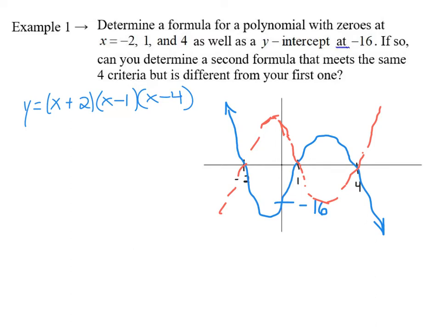Well, hopefully you're remembering something about what we did back in chapter 3. There's one more component of this factored form that we're missing, and that is the fact that there is always a possibility of some factor k being in the formula. This would be just some constant. So what could we let k be so that instead of having our y-intercept at positive 8 up here, it's going to be down at negative 16?